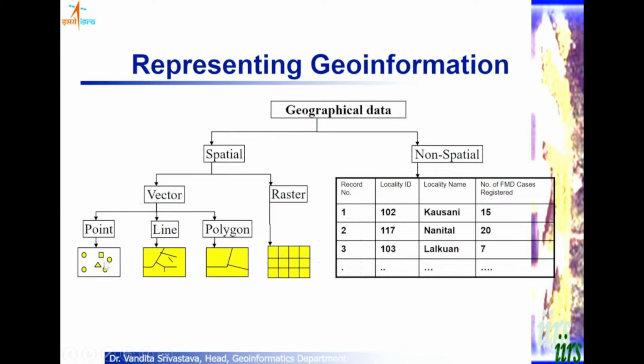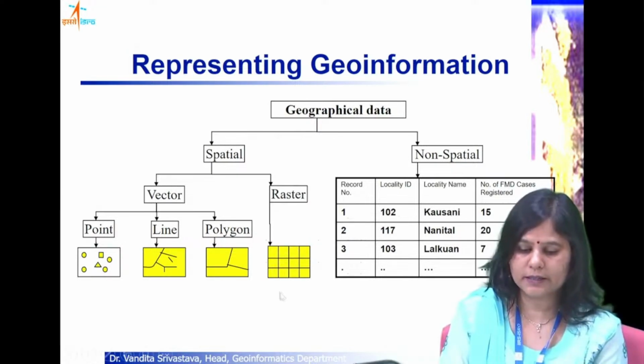Now the same information which is represented as point, line or polygon can also be represented as raster. So in case of raster, we do not talk about the xy coordinates. Here we talk about the pixels, the grid cells. So this is a grid cell, and this structure is a square structure.